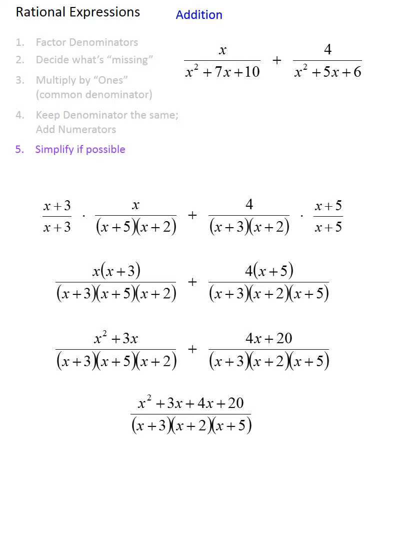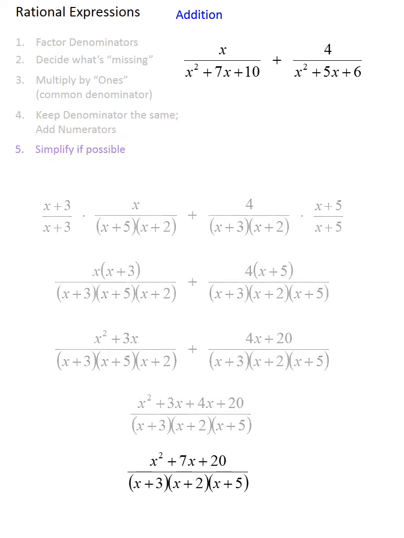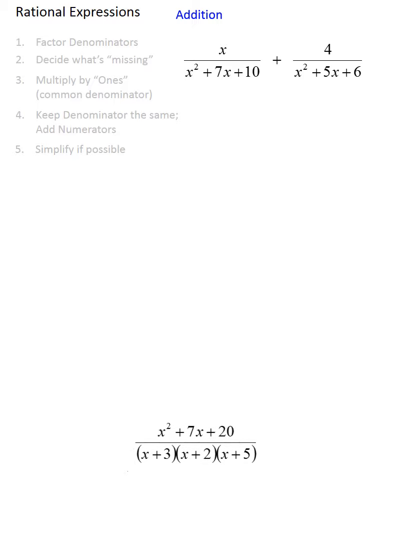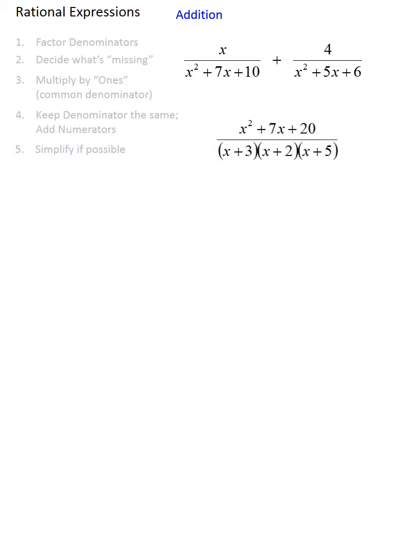And now step 5 is to simplify if possible. Well, you'll notice in the numerator, the 3x and the 4x are combinable. They make 7x, and that is the simplification that I can do here. That completes that first problem. So I'm going to keep those 5 steps up there as a reminder each time of what we're doing.